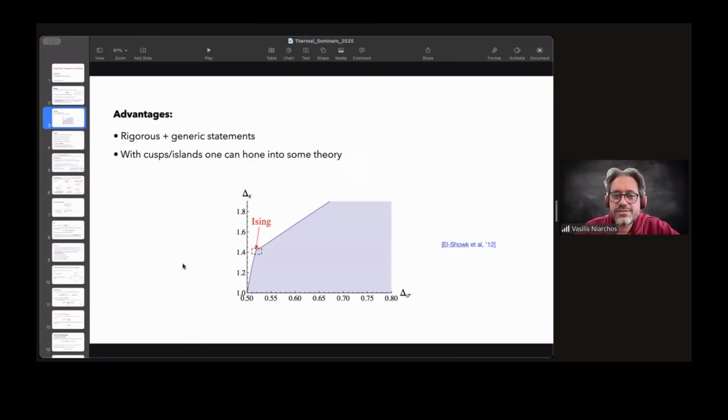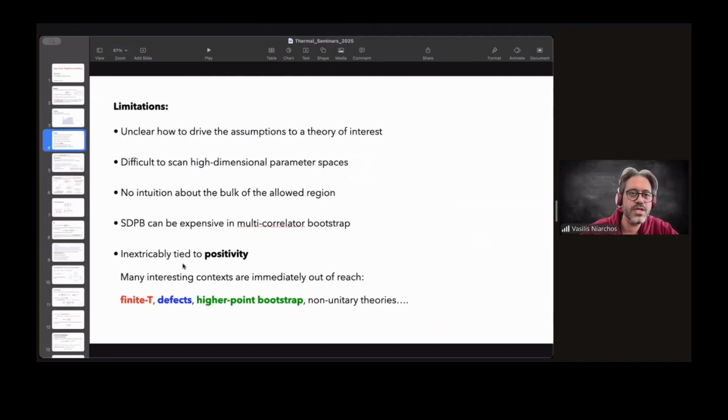And if you can identify some special features like cusps or even better islands, then you can home in on some theory, and there you can say a lot of things about it. But there are also limitations. For example, it is unclear how to drive the assumptions to a theory of interest. So if I'm interested in solving, I don't know, QCD in the conformal window, it's unclear how to set up the assumptions before solving the theory to drive myself to that theory.